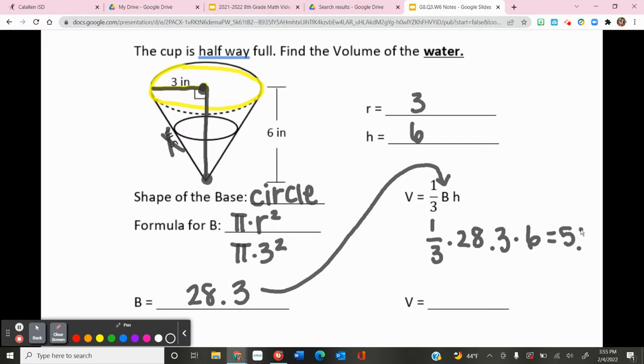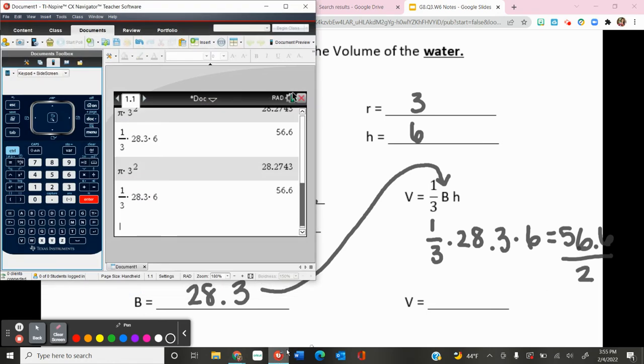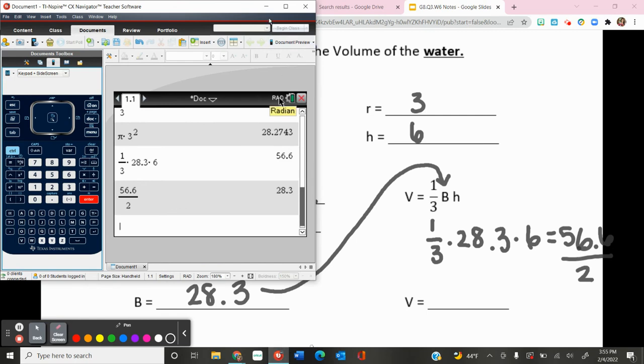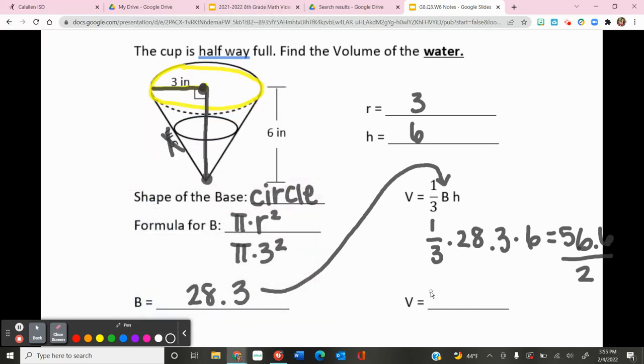But again, this is only halfway full. So we have to divide this by 2. So 56.6 divided by 2, we get 28.3. So the volume of the water in this cup is 28.3 inches cubed.